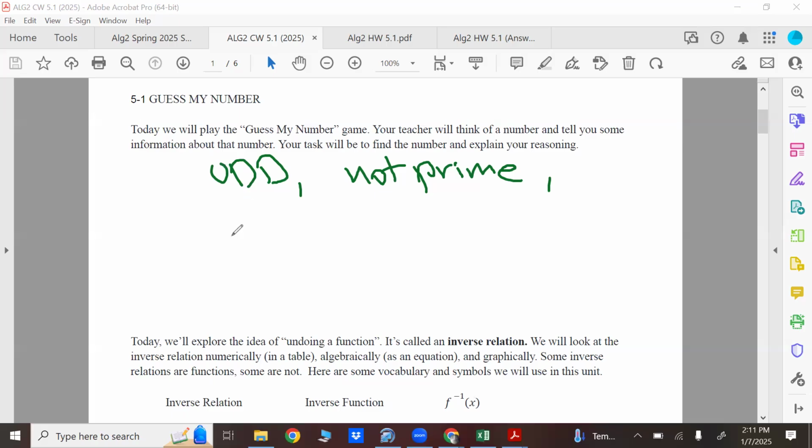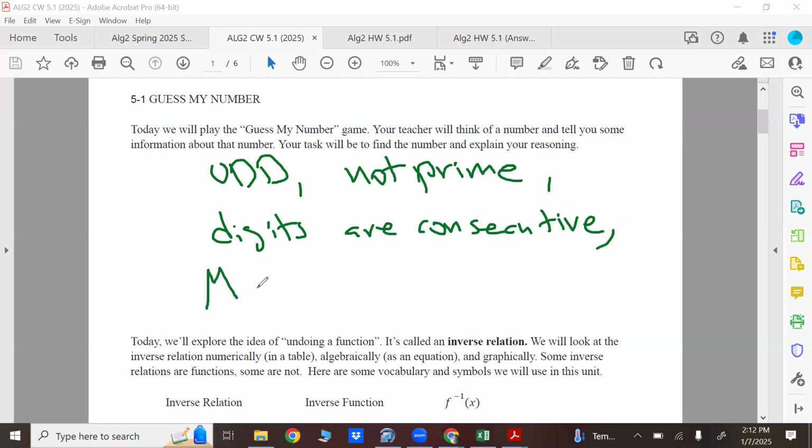Okay, I got the next part. The digits are consecutive. Okay, and the last one, this is one I wrote down before. Can it be going forward and back? Yeah, exactly. Either way, he wrote this down before, so yeah, it could be this.